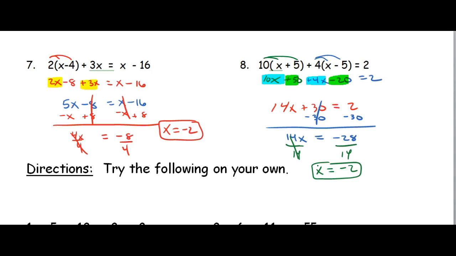So, solving multiple step equations should be fairly straightforward as long as you know how to simplify each side of the equation. Once you know how to do that, moving the variables to one side, constants to the other, and then go ahead and undo multiplication or division, just follow the steps and you'll be okay. Try the following problems on your own. Good luck.